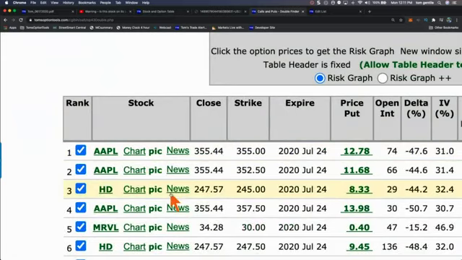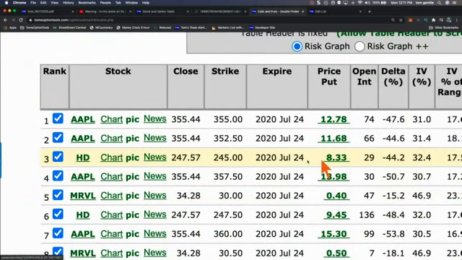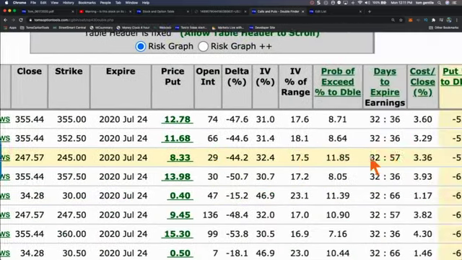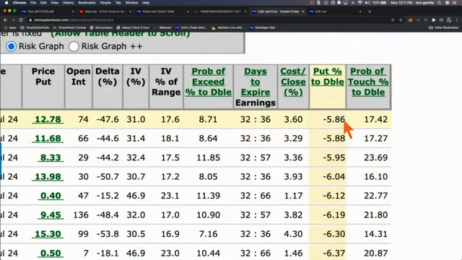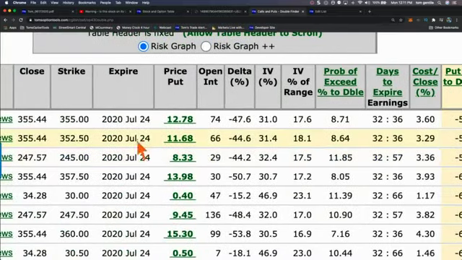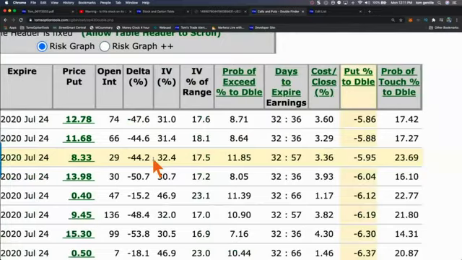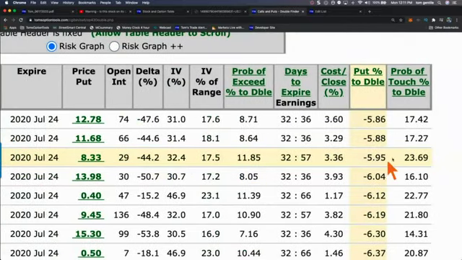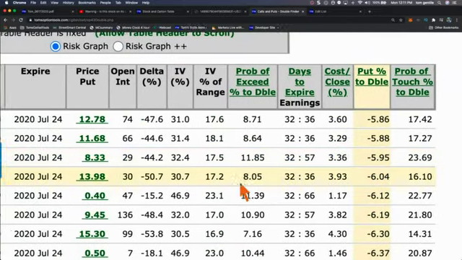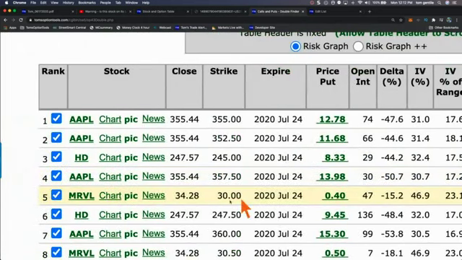Now we're back to Apple again. Apple, Home Depot. These are puts. Okay, these are put options that show that we need a 5.86% move in Apple, 5.88% move in Apple for these July 24th 352.5 and 355 put options. The 245 puts using Home Depot for $8.33. They need less than a 6% move. There's Marvel again, but this time it's the 30 puts with July 24th for 40 cents.